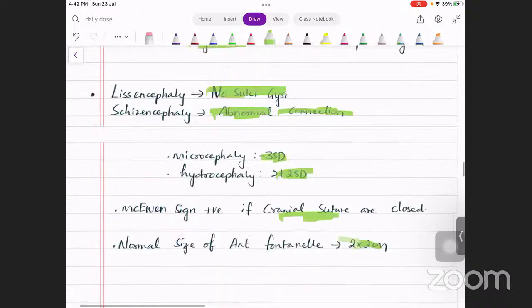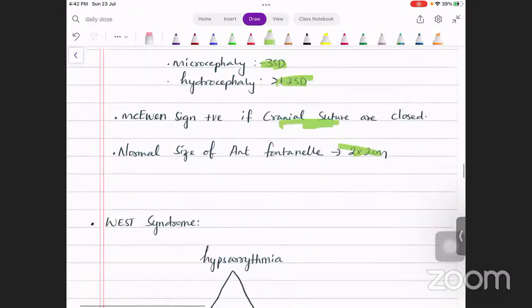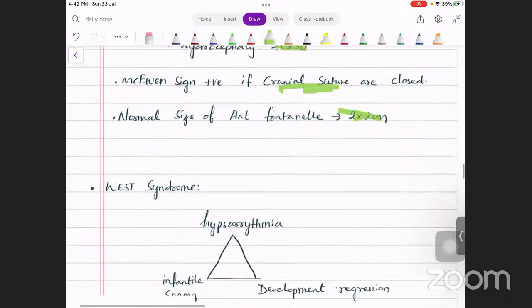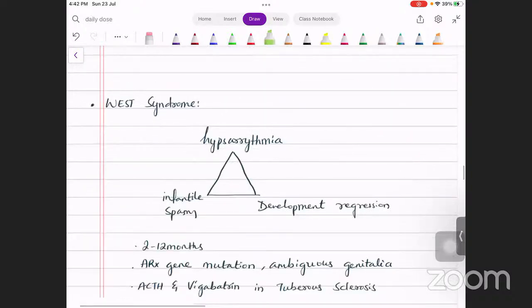Quite a straightforward basic neuro question, people. Then you have West syndrome: hypsarrhythmia, infantile spasm, and developmental regression.